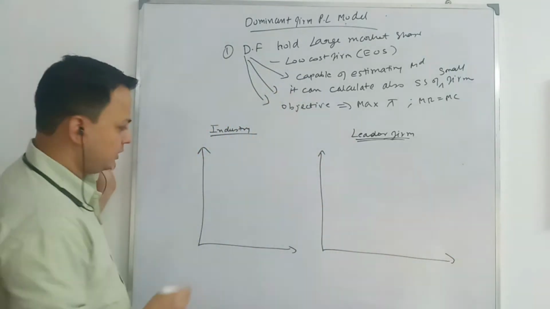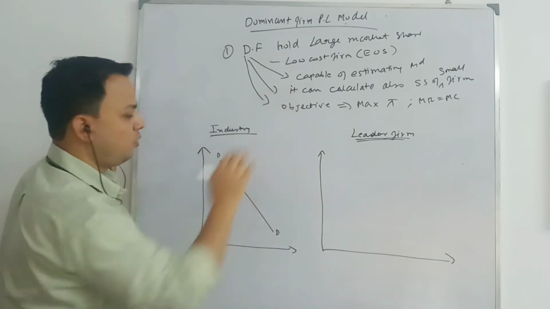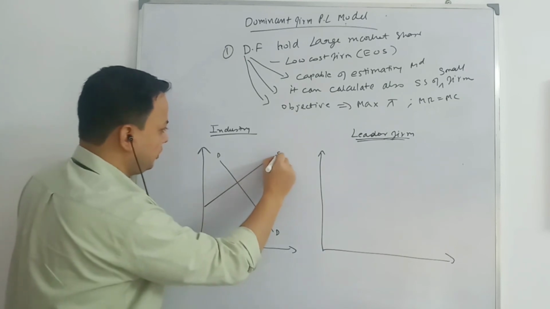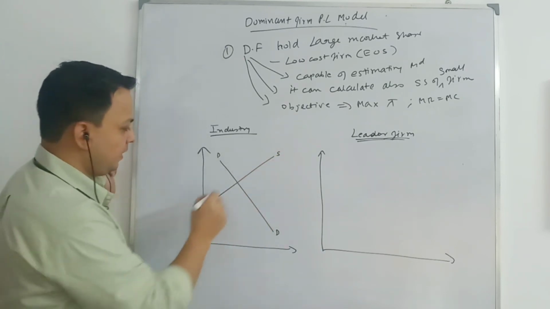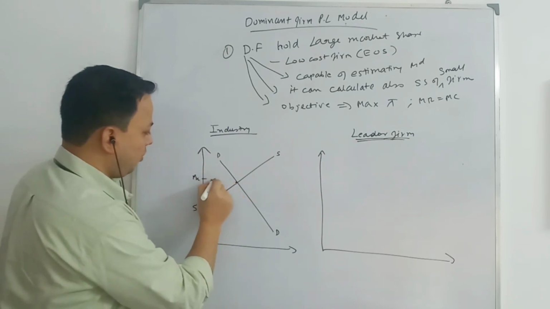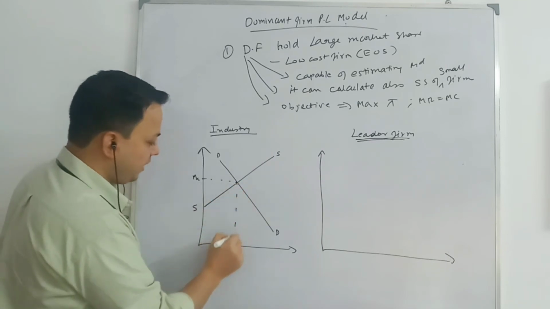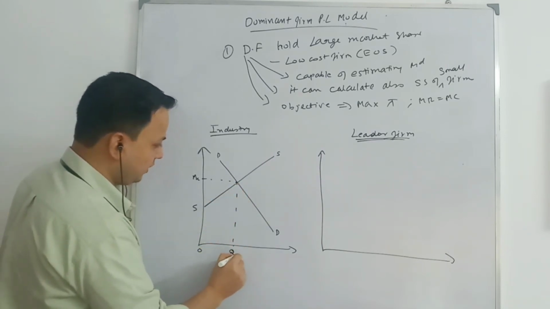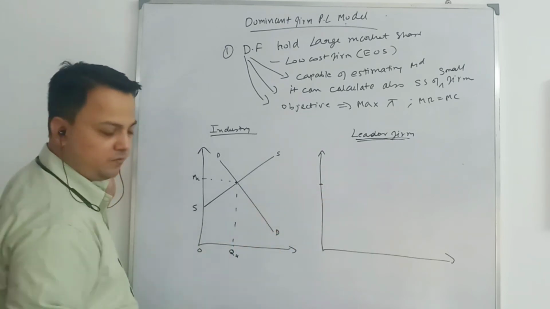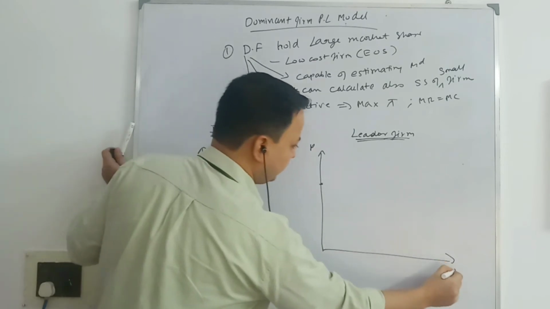Now, this is the demand curve calculated by the dominant firm. This is the supply curve of a small firm. If the price is this one, say PK, whatever the demand in the market will be met by the small firm. So the quantity supplied by the large firm will be 0. It will start from here. Here we have price and quantity.